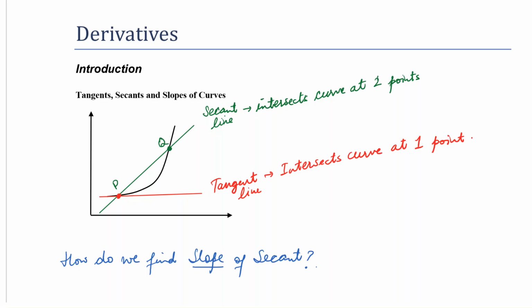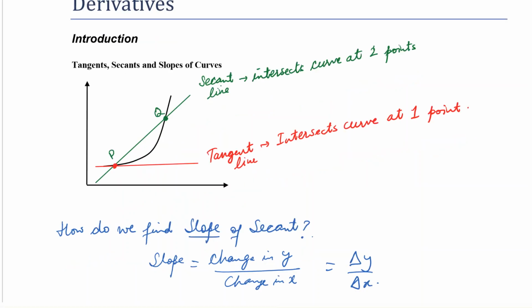So how do we find the slope of a secant line? From our knowledge of straight lines, we know that slope is the difference in y coordinates over the difference in x coordinates, or change in y over change in x. So we use 2 points to find the slope. And it's easier in the case of a secant line because we already have 2 points on the secant line.